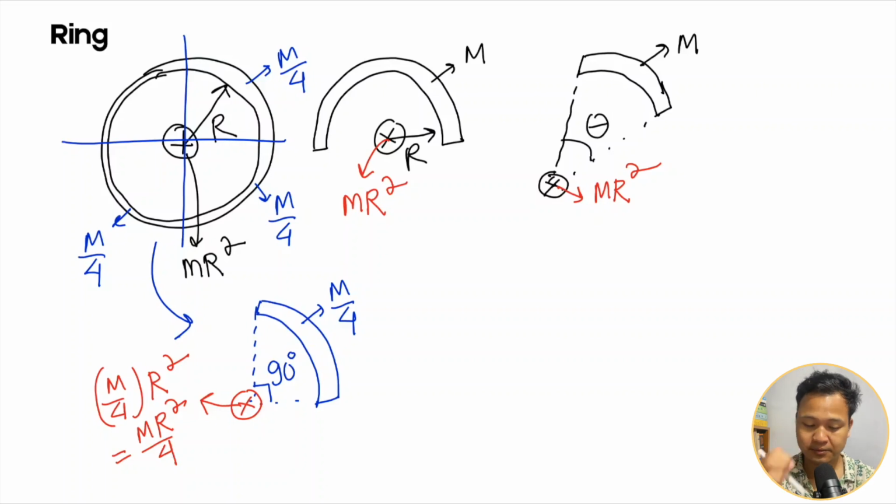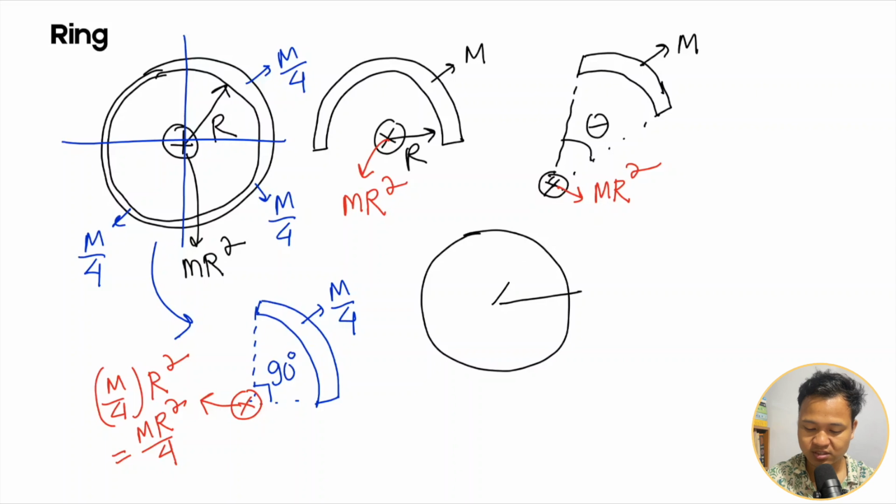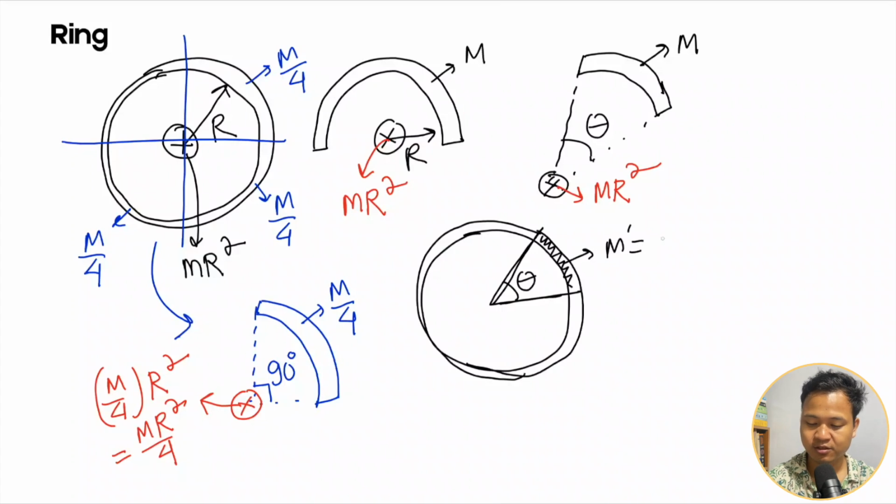But suppose a random angle is given. From a ring, some angle is cut out. Let's say theta is the angle cut out. How do you find the mass? Let's say this mass is m dash, so m dash is the total mass m into theta by 2 pi. This is how you find it.